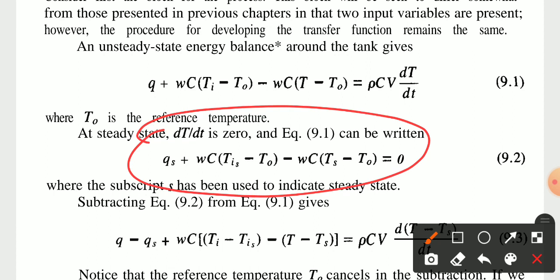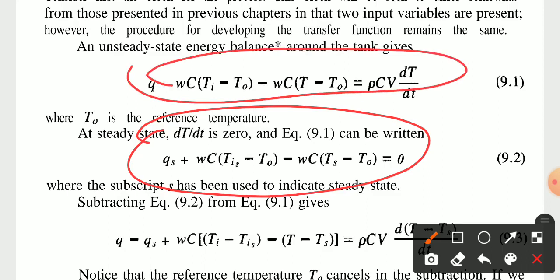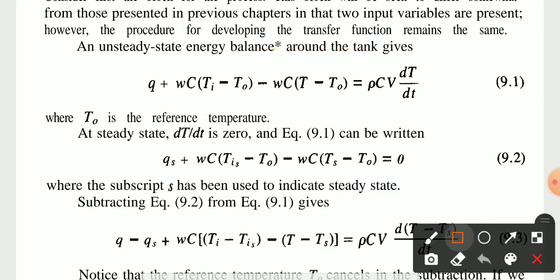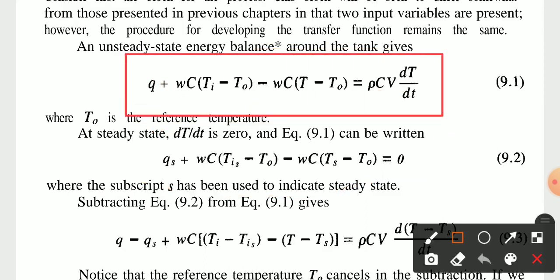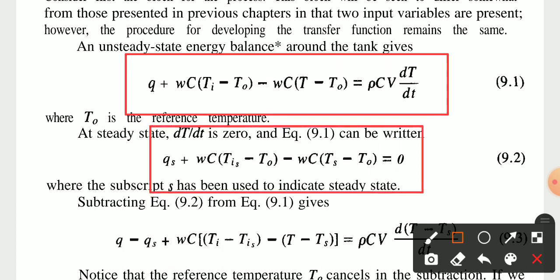Okay, for this one and this one, two equations. Q plus Wc (Ti minus T0) minus Wc (T minus T0) is equal to rho Cv dT by dt. T0 is the reference temperature at a steady state temperature. dT by dt is 0, and equation 9.1 can be written for these equations.